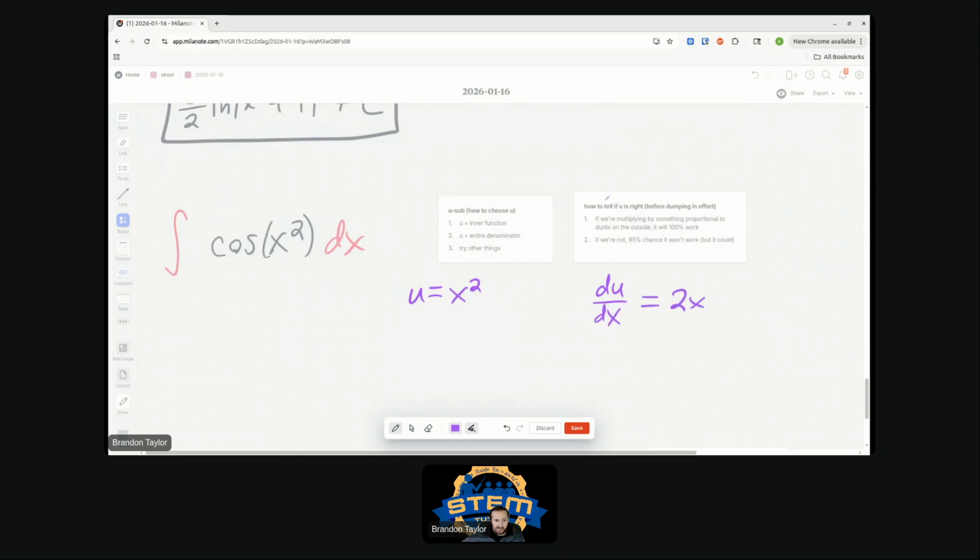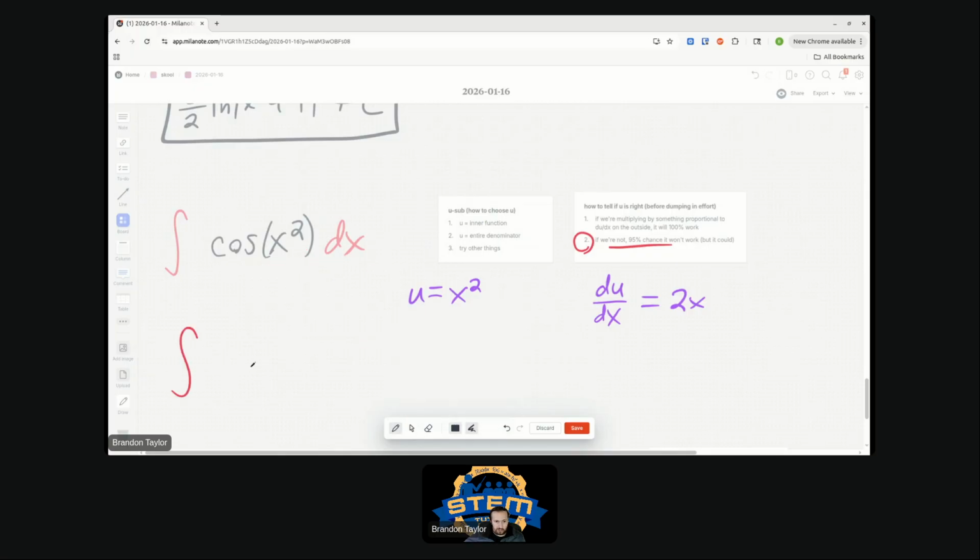Are we multiplying by something proportional to the derivative of x squared? No, we're not. You can imagine there being a 1 there. If this was just a constant, that would be fine. But we don't have an x on the outside. That's a problem. That means we're actually in this scenario. There's a 95% chance this won't work, this U-sub. And actually, I know for a fact that there's a 100% chance this won't work. We're going to get stuck when we try.